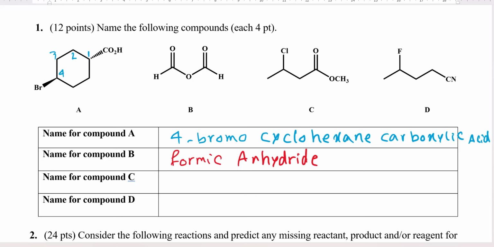The third compound, it is an ester, and we should number it from the carbonyl group: 2, 3, 4. And we always first mention the name of the alkyl group attached to the oxygen. So the name of this ester starts with methyl. Then we name the rest of the molecule. On carbon 3 we have chloro, so 3-chloro. Then our parent chain has 4 carbons. Instead of saying butanoic acid, we say butanoate.